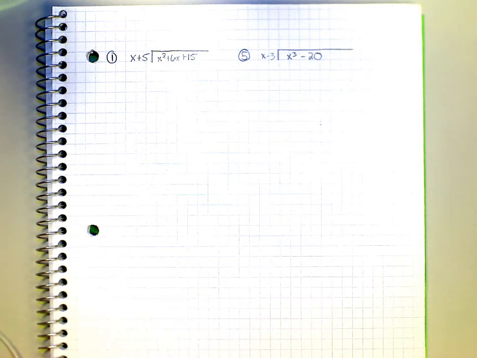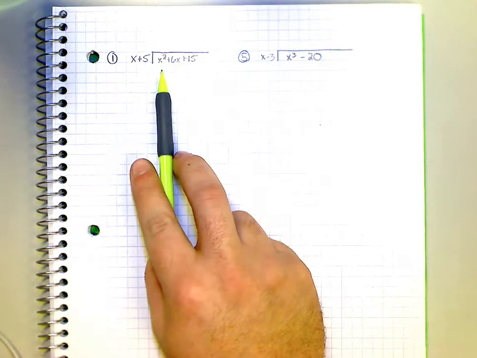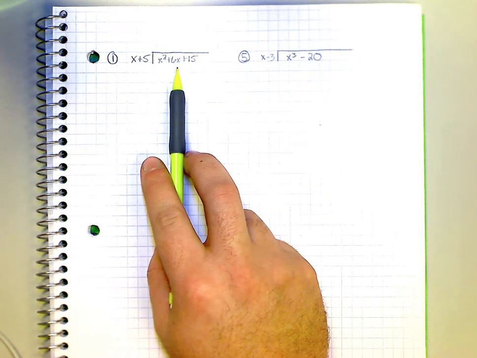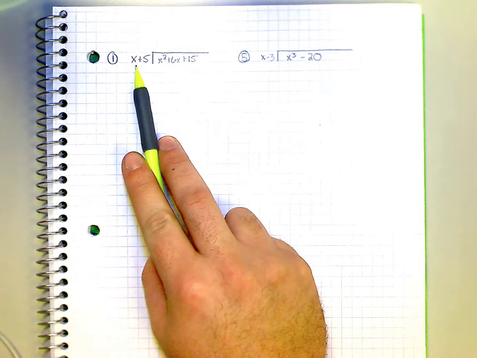So let's go ahead and start to look. We're going to look at number 1, number 5, and number 9 from your worksheets. So let's start with number 1. I've already set up our long division here, so we're dividing x squared plus 6x plus 15, and we're dividing that whole thing by x plus 5.